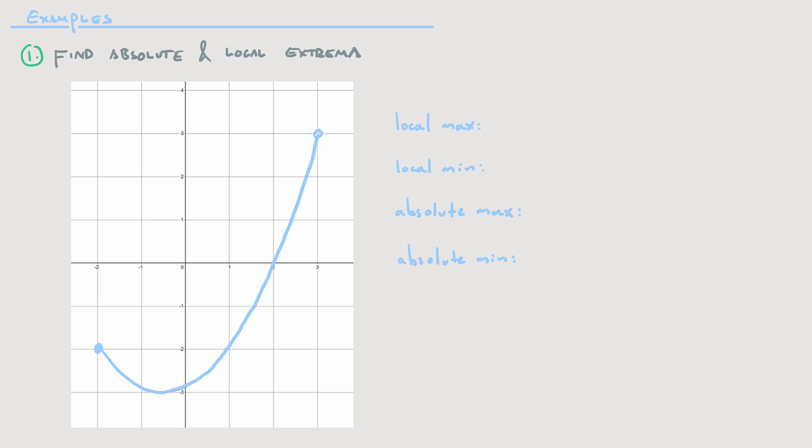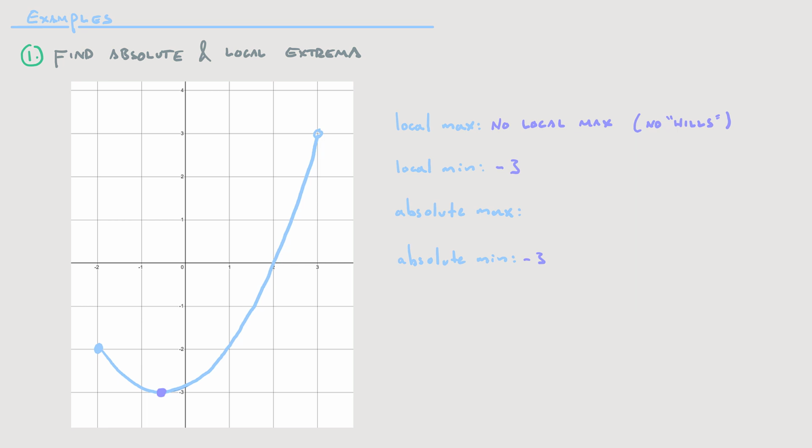Local maximum, I'm looking for hills. I don't see any hills. I'm going to say there's no local maximum. Local minimum, I'm looking for valleys. I do see that. It looks like it's at -3, and in fact, -3 also looks like it's the lowest y value overall, so we're going to say that's also an absolute minimum.